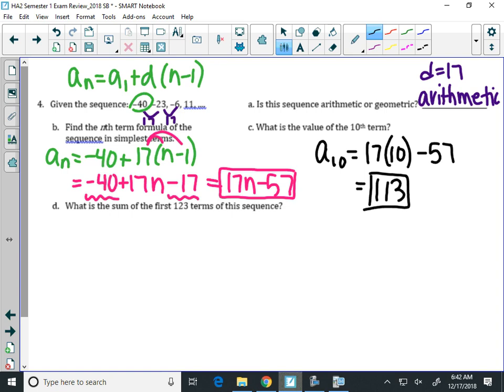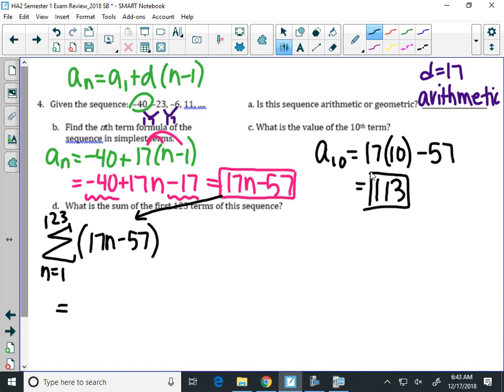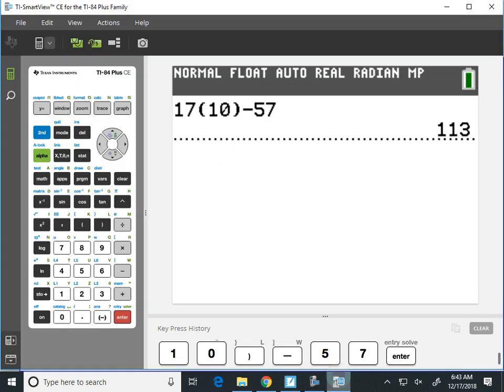Now it says, what is the sum of 123 terms in the sequence? Well, there are two ways to do this. The fast way would be to use sigma notation, just like on the last problem. If I'm finding the sum of the first 123 terms, my indices are going to be from 1 to 123. And when I use sigma notation with arithmetic, I pull this sequence formula down. All you would have to do here is type that into your calculator, and you would be all set.